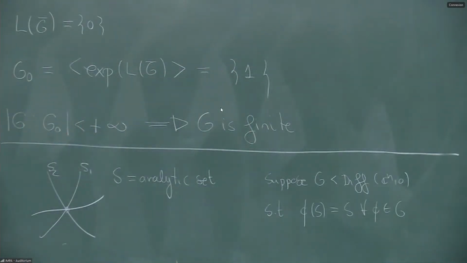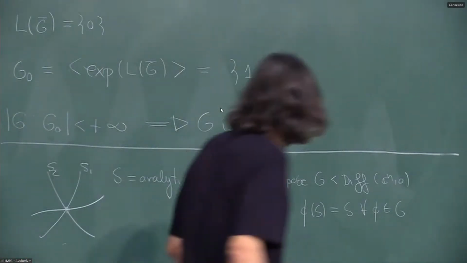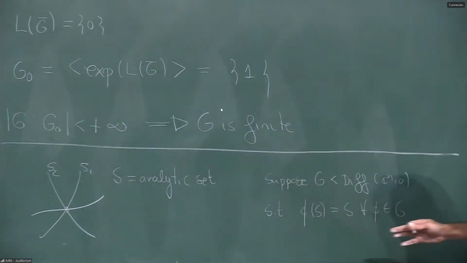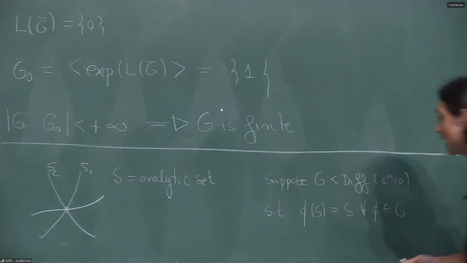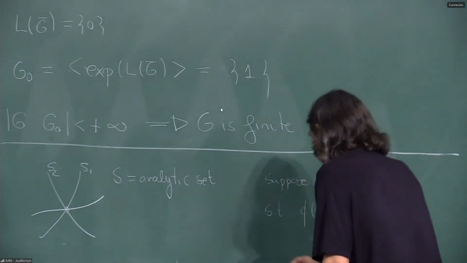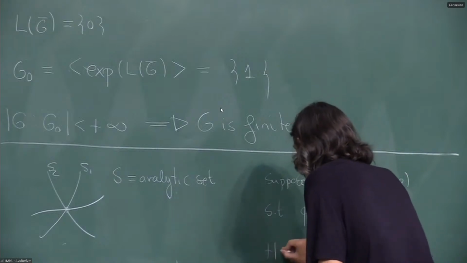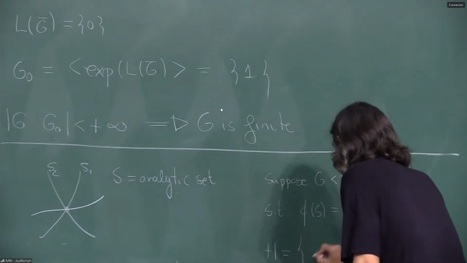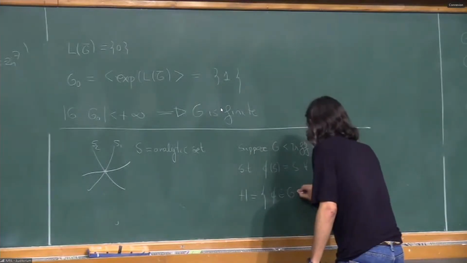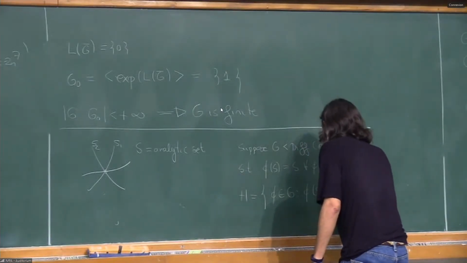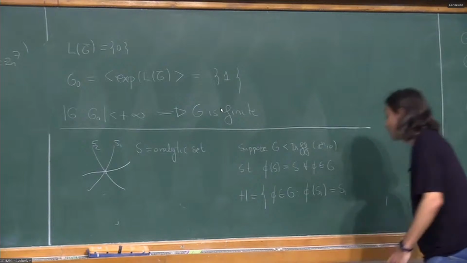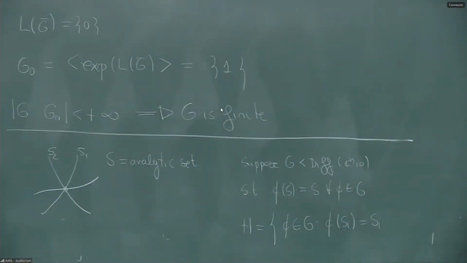Something that is going to happen is that if you consider now the subgroup H of the diffeomorphisms in G such that they preserve more than S, they preserve every reducible component of S.